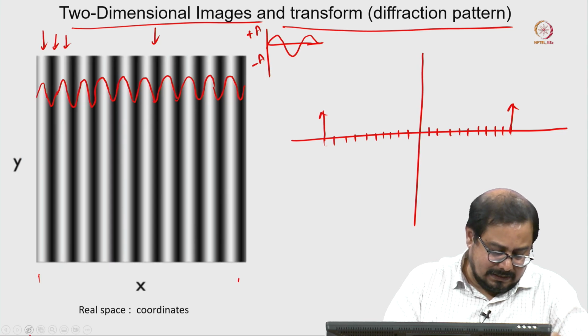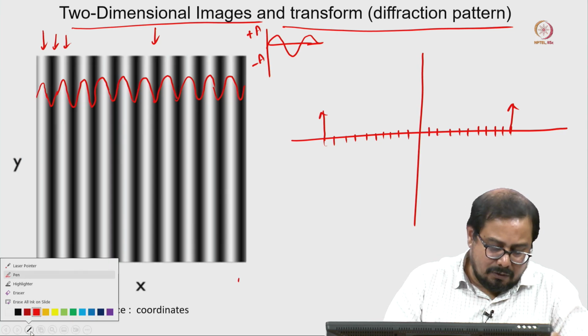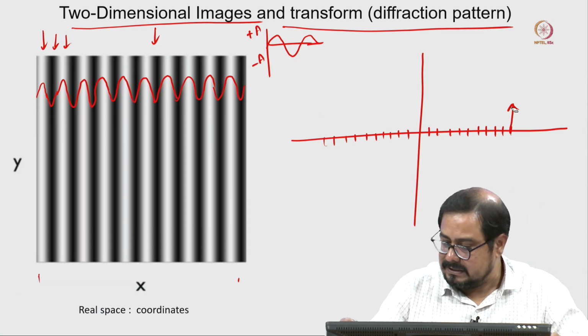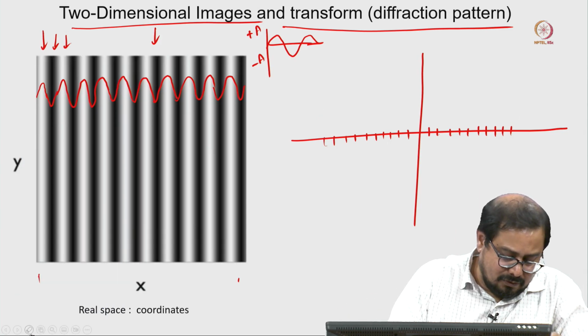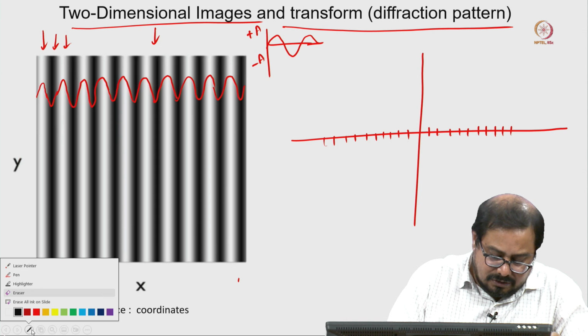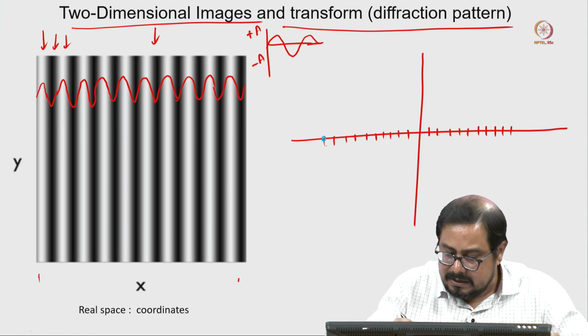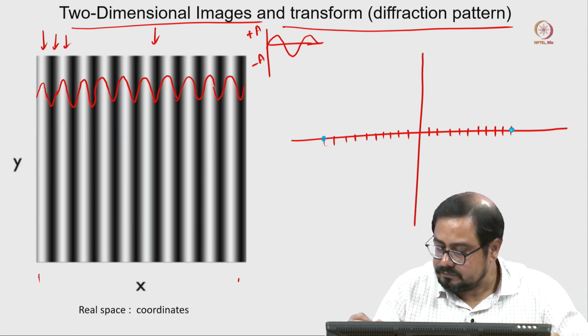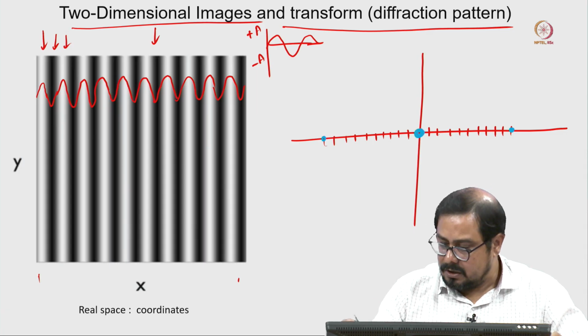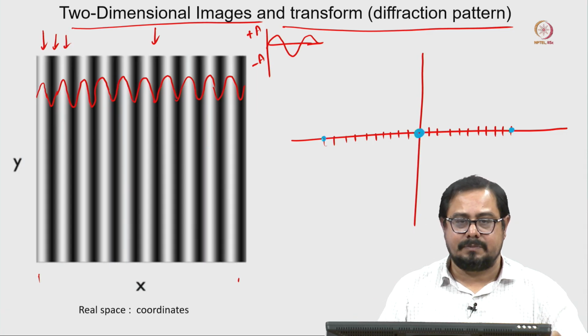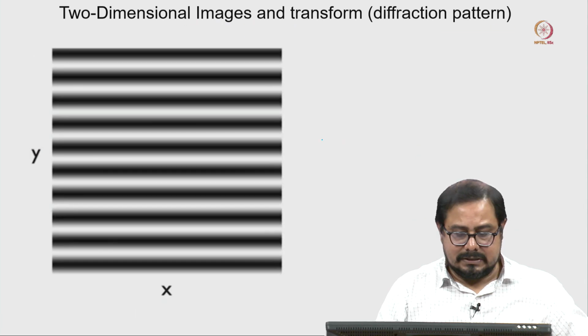When you are going to record this information, definitely you will not see this arrow there. What we will see, based on their intensity, is a bright spot here. At the center there will always be a bigger bright spot, and here we will get 2 bright spots. What about the next one?